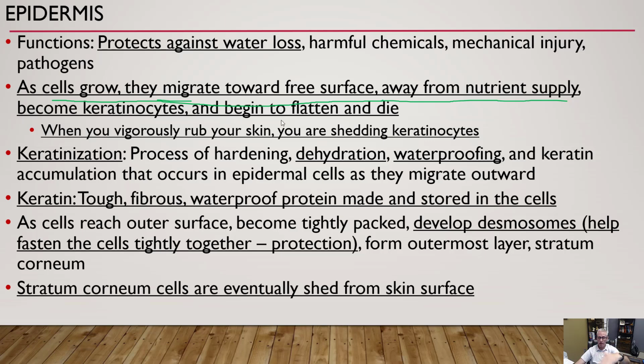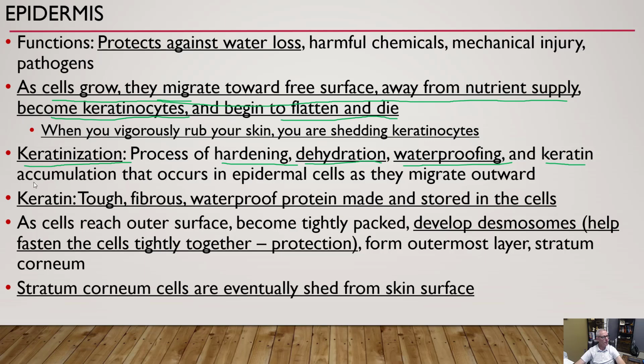And as they move away from the nutrient supply, they're going to flatten out and die. They're going to kind of shrivel up and die. So they're going to actually become these things called keratinocytes. And they're going to go through this process of keratinization where they become hard, dehydrated because they're not receiving any nutrient supply. They're not receiving any water, any nutrients or water from the dermal layer. And this keratinization, hardening, they're going to become waterproof.